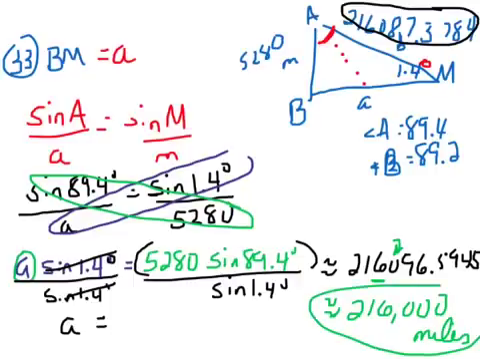And what you might notice about your answer to 32 and 33 is that they're approximately the same. There was a slight difference, but they're approximately the same, and that kind of makes sense because if you look at angle A and B, this is not an isosceles triangle, but it is almost an isosceles triangle because look how close A and B are together. So it would make sense that the sides across from them are going to be pretty close together too.